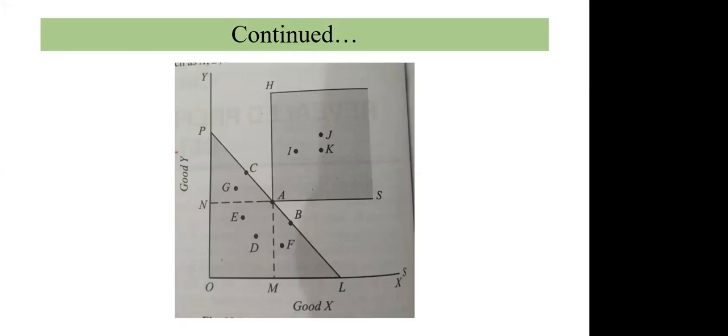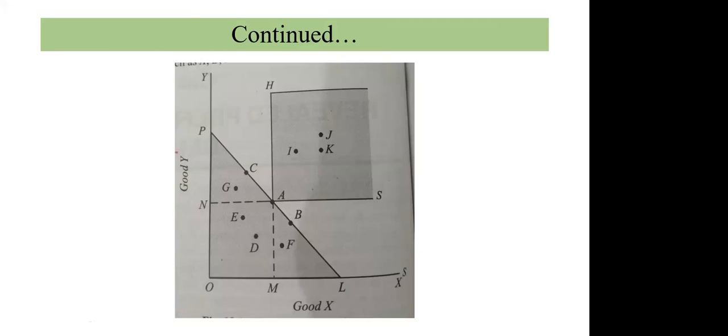Now we can see that on the x-axis we have taken the quantity of good X, and on the y-axis we have taken the quantity of good Y. So with the initial income of the consumer and the prices of both goods, the price line is PL. Since the consumer has this PL amount of money income, he can choose any combination A, B, C, which is on the price line, or D, E, F, G, which is within the price line. That means it is within his budget.